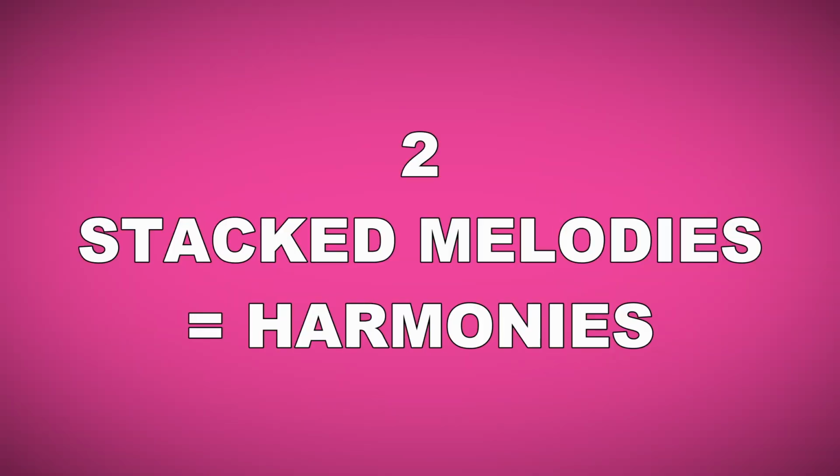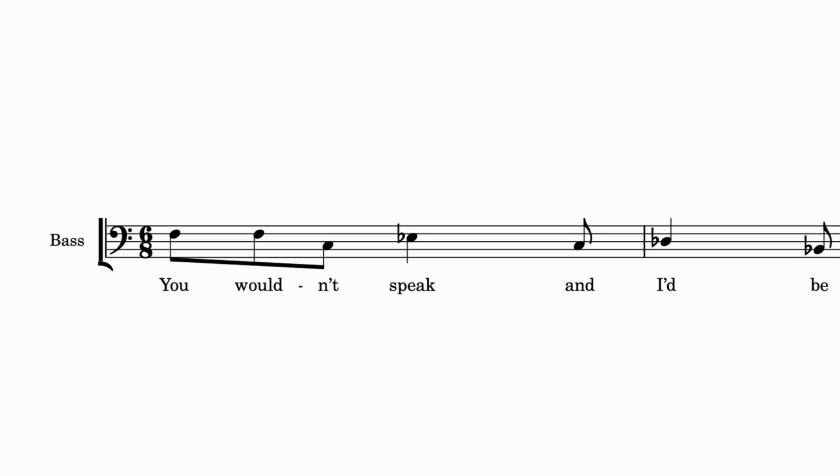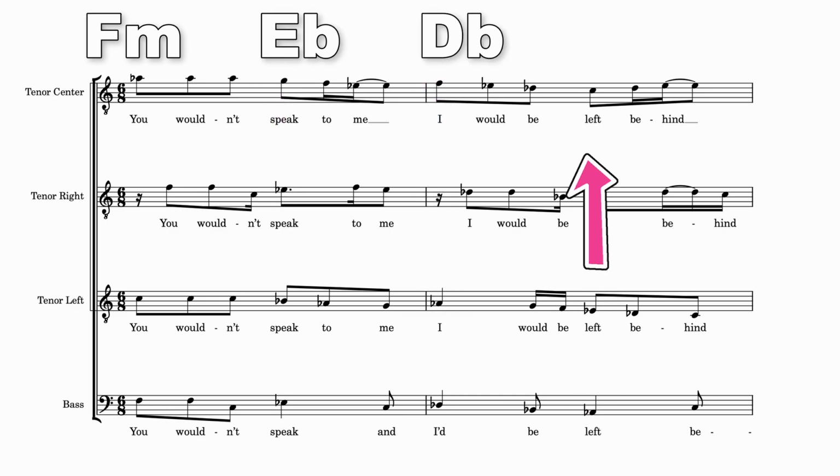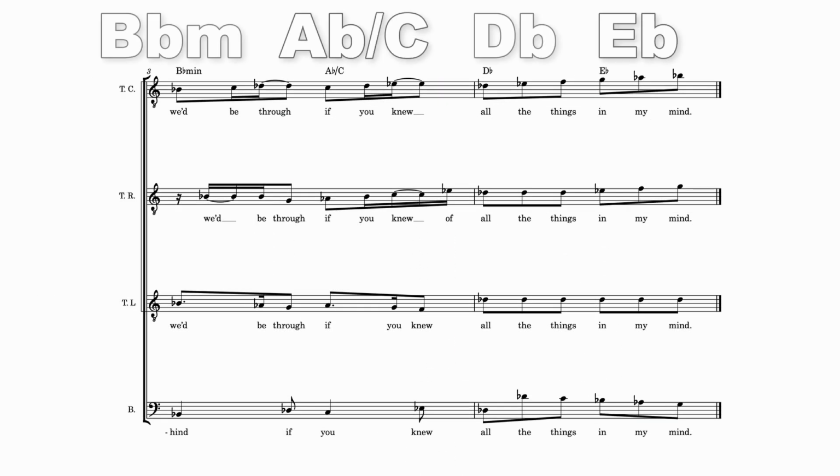Number 2, the melodies add up to harmonies. Even though each voice is its own linear melody, the sum of all parts still create vertical chords that reflect the overarching chord progression or create passing chords that make sense within the context.